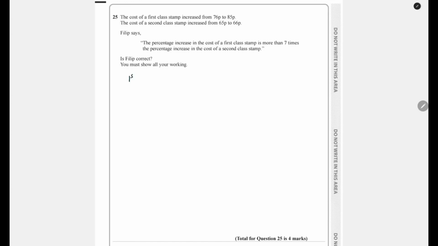So for a first class stamp, to work out the percentage, it's the difference over the original amount. So the difference is going to be what the price is now, which is 85 pence, minus what it was, which is 76 pence, divided by the original price, which is 76 pence. 85 minus 76 is 9, so it's 9 over 76. And that as a percentage in our calculator is 0.118 multiplied by 100 to turn it into a percentage, which is 11.8%. So for a first class stamp, the increase in price is 11.8%.